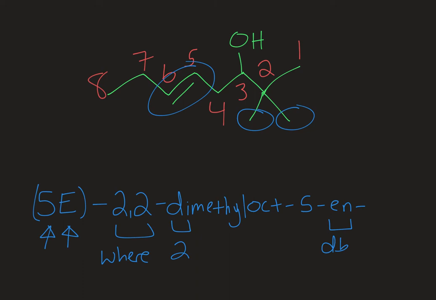I don't put the E on the end because I also have an alcohol, and I'm going to put the locant there. That's 3-ol. So the ol tells me that there's an alcohol. The en tells me that there's a double bond, and then the locant is directly in front of it. So there's an alcohol at the 3 position.